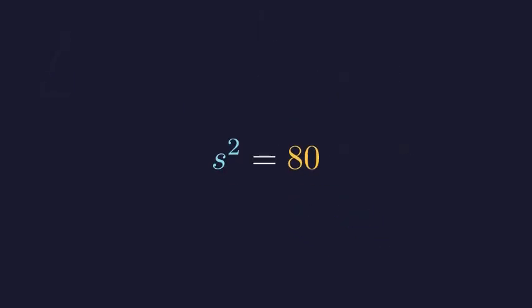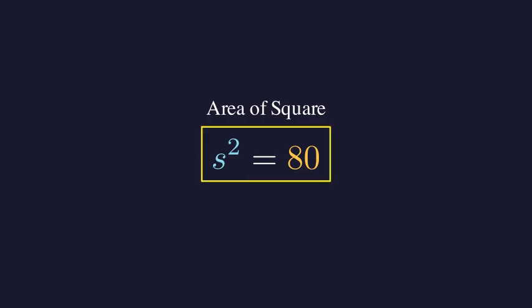Here is the beautiful part. The area of a square is defined as the side length squared. Since we just found that s squared equals 80, we have directly found our answer without needing to find the square root. The area of the inscribed square is exactly 80 square units.